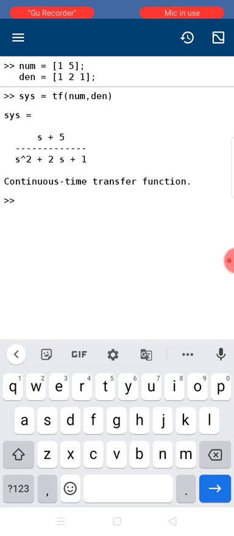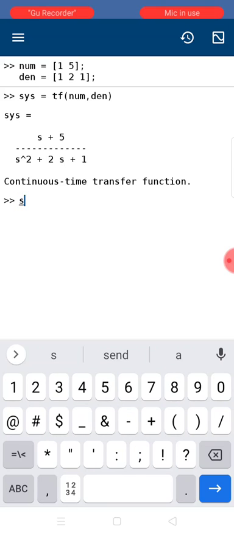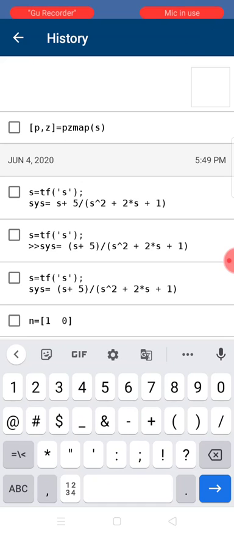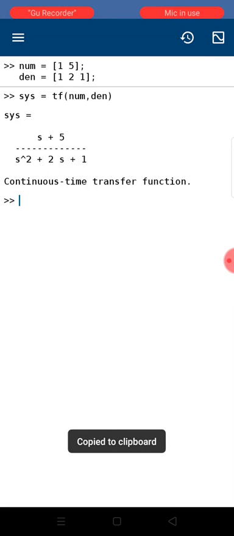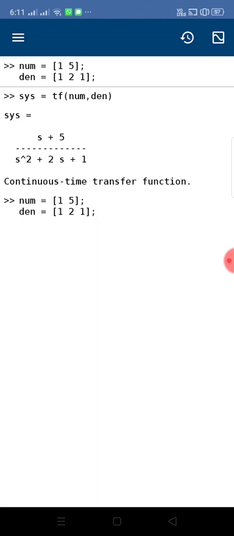So you can see in this the numerator polynomial is S plus 5. In this, the coefficient of S is 1 and the coefficient of S raised to 0 is 5. So it was written here at numerator equal to [1 5]. Accordingly, the denominator coefficients are written. The coefficient of S square is 1, the coefficient of 2S is 2, the coefficient of S raised to 0 is 1. So I wrote here all these values.